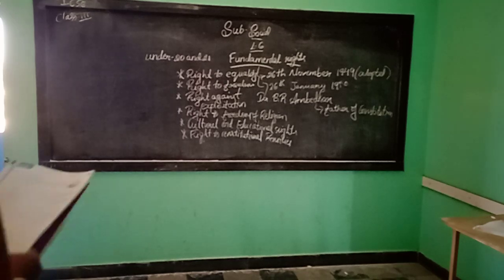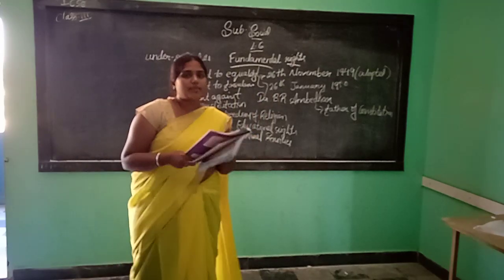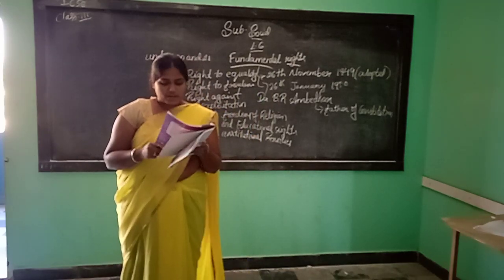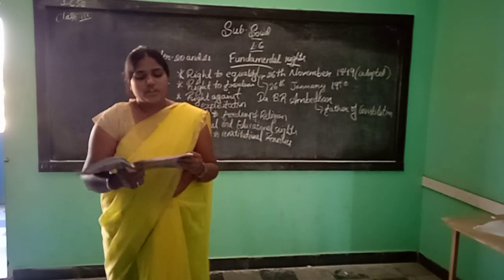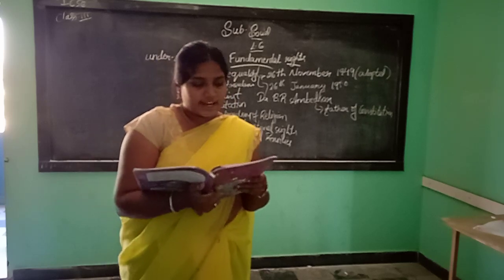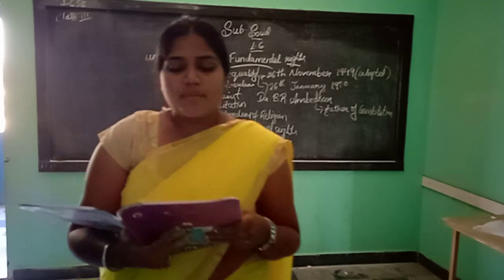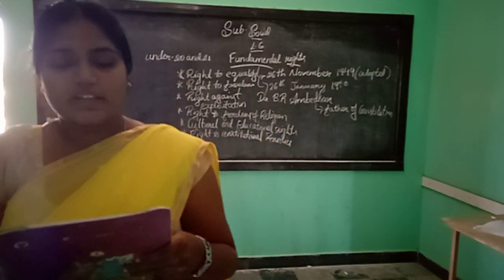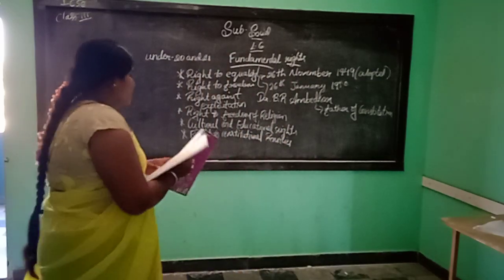Next is time to recall. Right to equality means equality before law. Fundamental rights are both positive and negative. The fundamental rights are justiciable. Next, fundamental rights are not absolute. Some rights are available against individuals. So this finishes your lesson number 6, children.